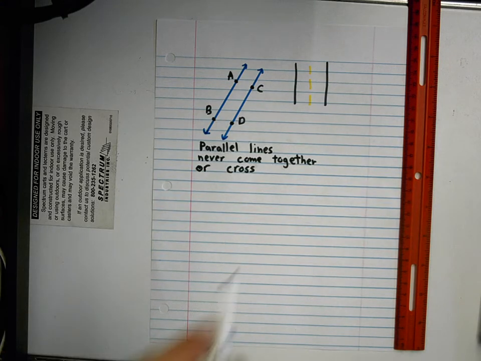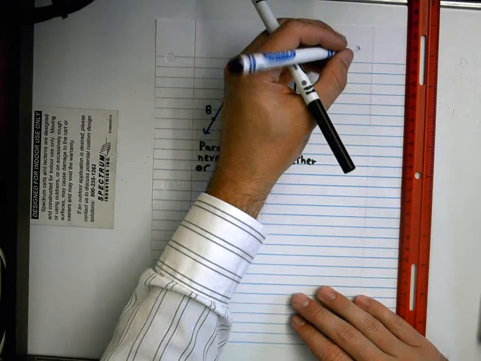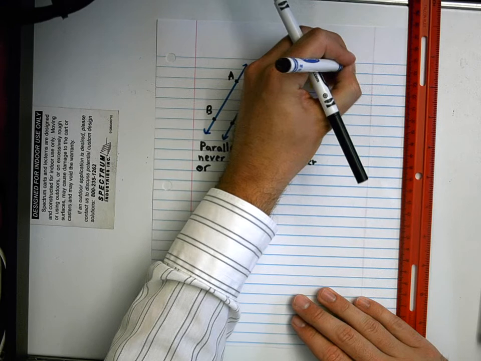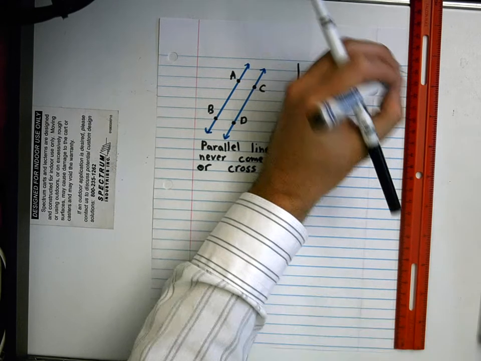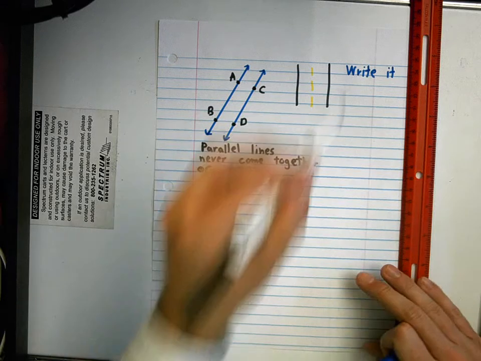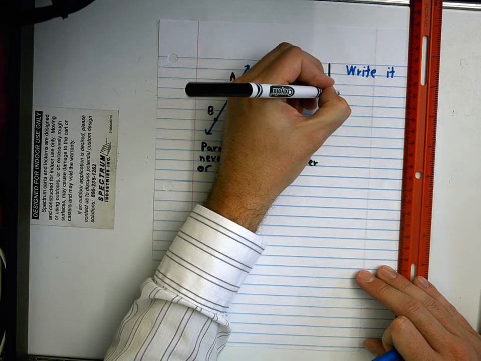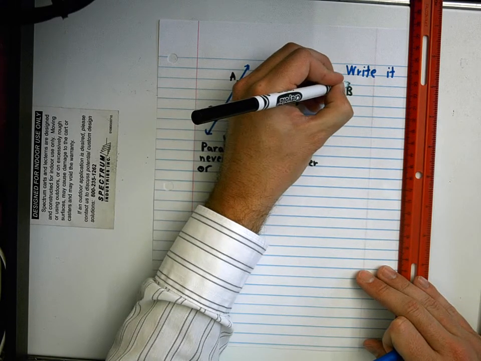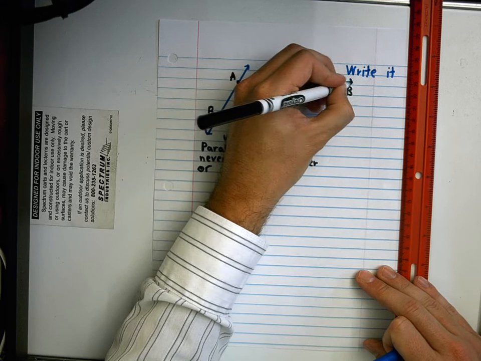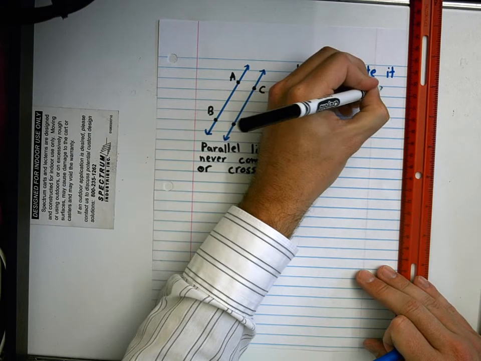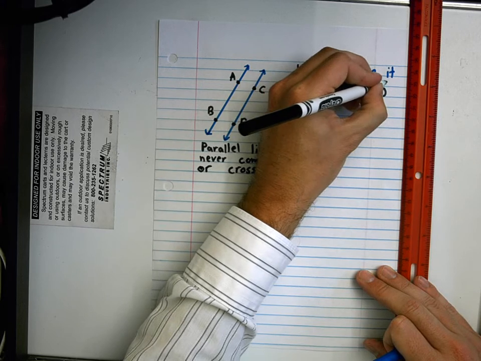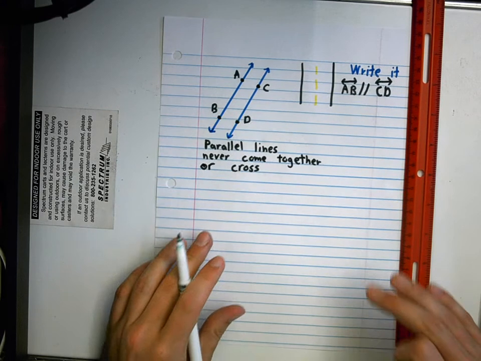And how we would write that, we have these 2 line symbols that mean parallel. Thank you. Okay, I would say that line AB is parallel to line CD. Okay, that's how I write it.